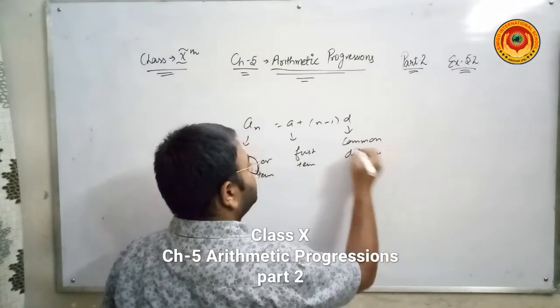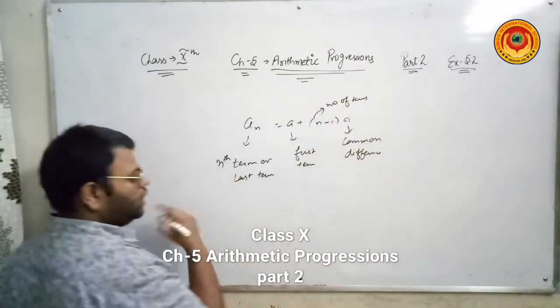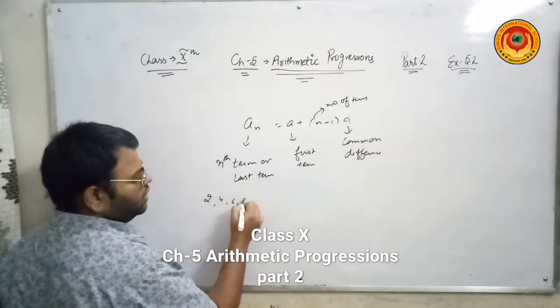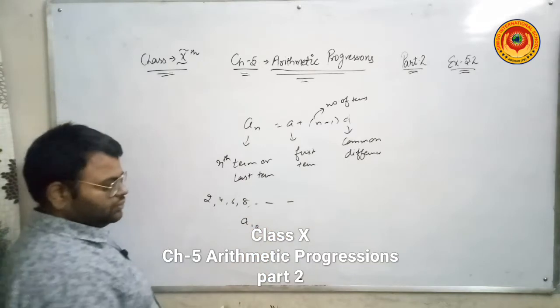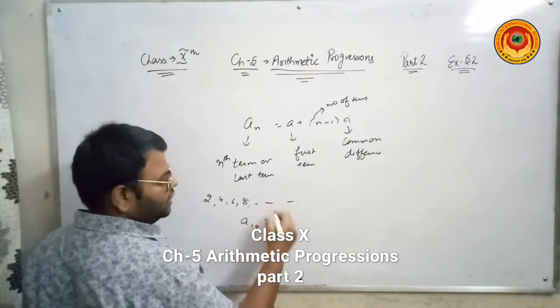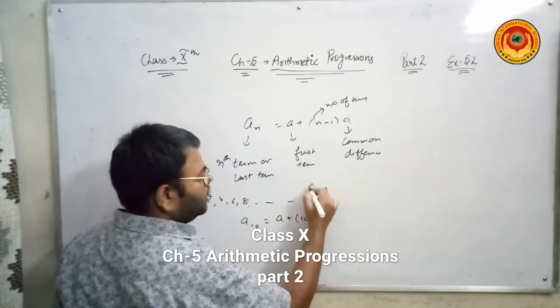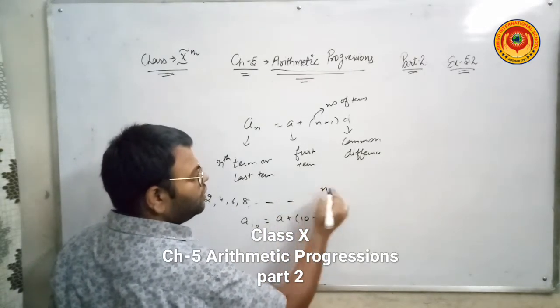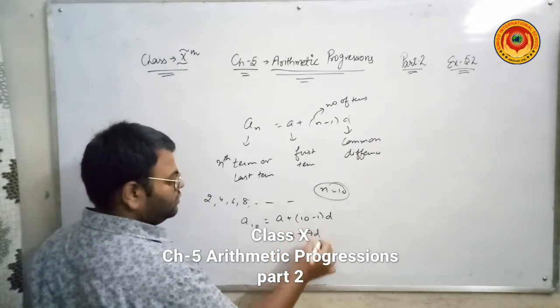Now n is the number of terms. Suppose you have an AP 2, 4, 6, 8 and so on. Anybody asks find the 10th term, then what's the formula for that? a plus (10 minus 1) into d. The question is find a10. That means n is equal to 10. Just fill here: a plus 9d.